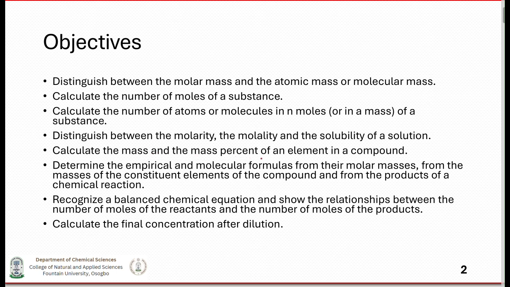and to be able to calculate the mass and the mass percent of an element in a compound, to be able to determine the empirical and molecular formulas from the molar masses, from the masses of the constituent elements of the compound, and from the products of a chemical reaction. And also to be able to recognize the balanced chemical equation and show the relationships between the number of moles of the reactants and the number of moles of the product, and to be able to calculate the final concentration after dilution. So as I said, these videos will be coming in series. We cannot cover all this in a single video.